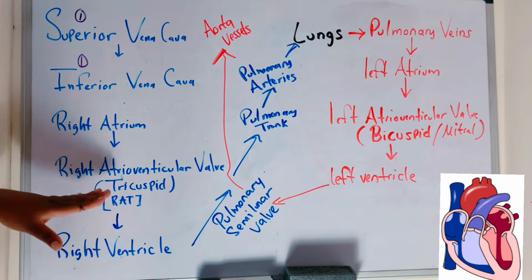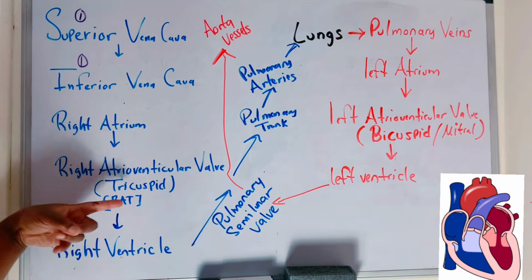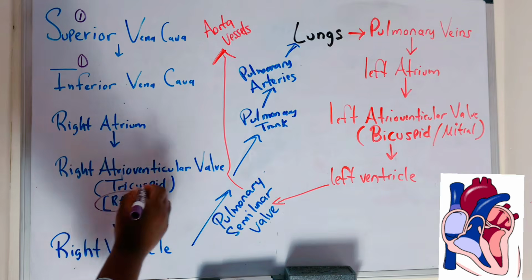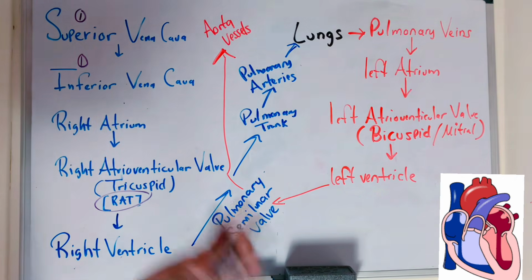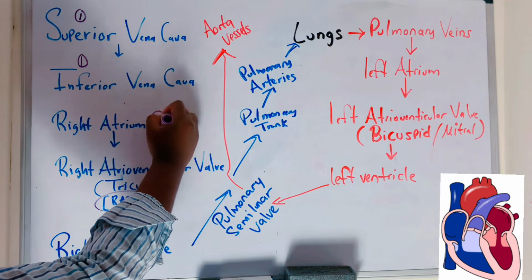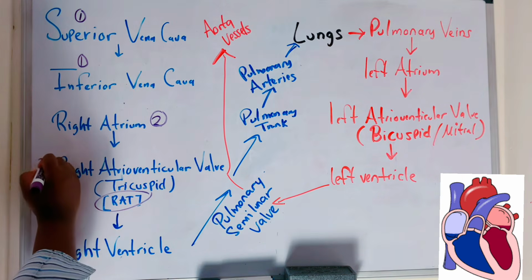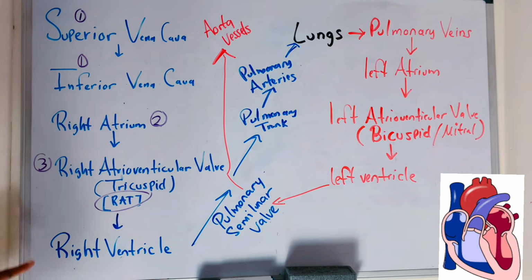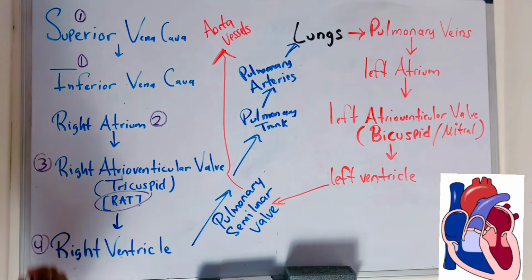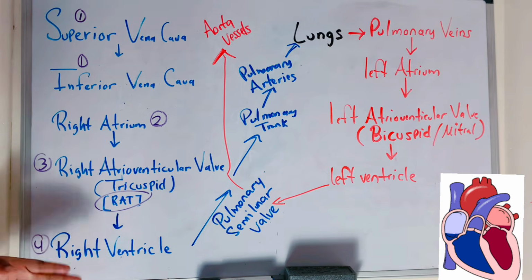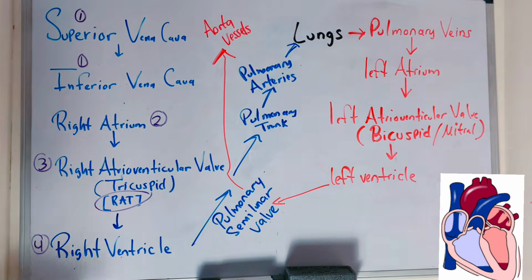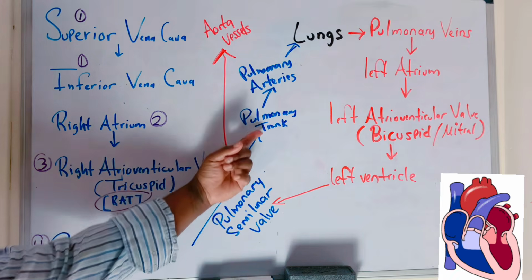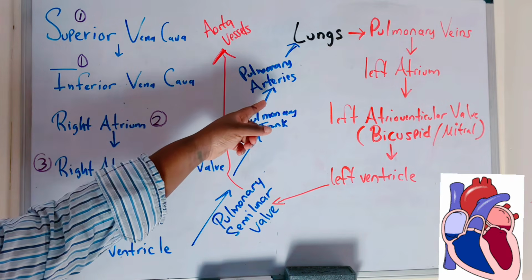And then it goes to the right atrioventricular valve, which is sometimes called the tricuspid valve. I'll let you guys know about a little acronym a little bit later after we finish, because it'll make sense. So right atrium will be the second step, and then the third will be the right atrioventricular valve, or the tricuspid valve. And then the fourth step will be that other chamber, the lower chamber, the right ventricle. And then from there, the blood travels to the pulmonary semilunar valve, and from there it goes to the pulmonary trunk and to the pulmonary arteries.